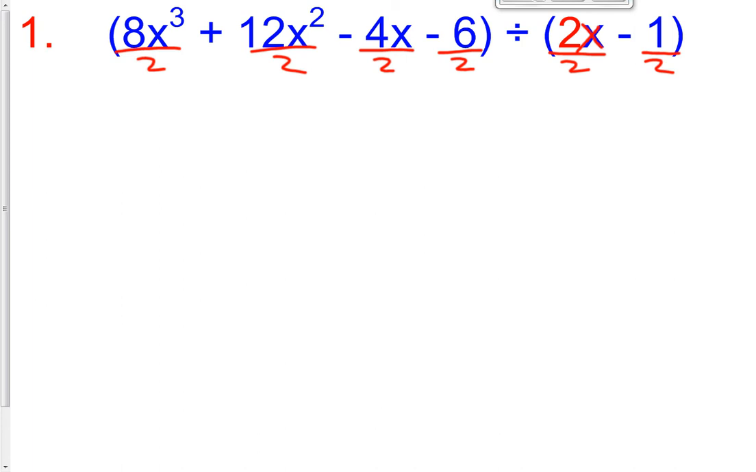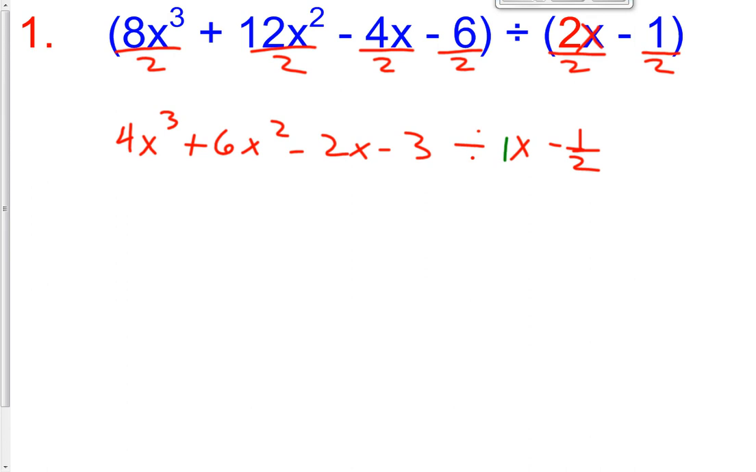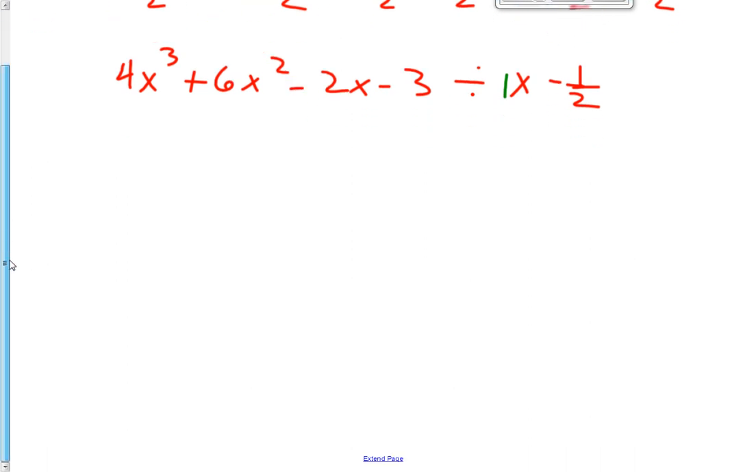So now we have 4x cubed plus 6x squared minus 2x minus 3 divided by x minus a half. So as you can see, now we have a positive 1 in front of our x. And now we can use synthetic division just as we did yesterday.